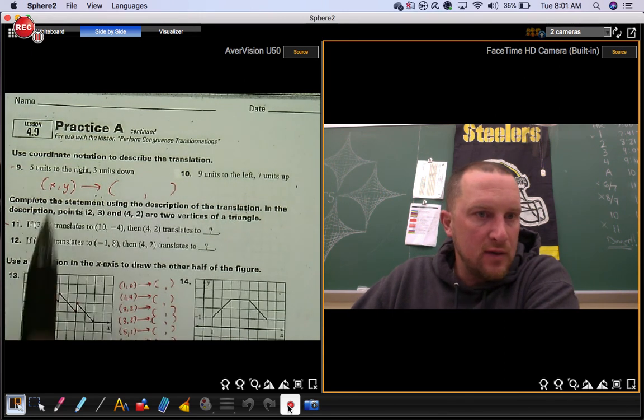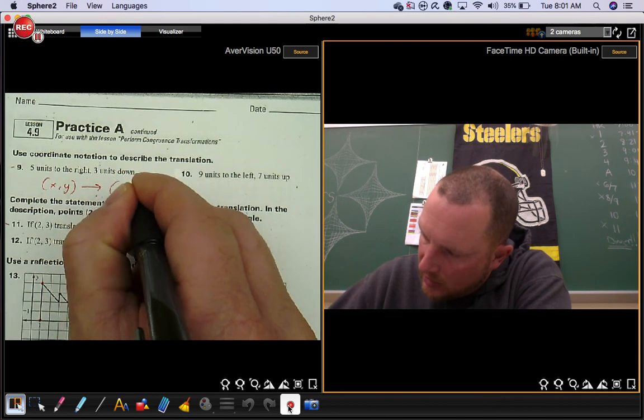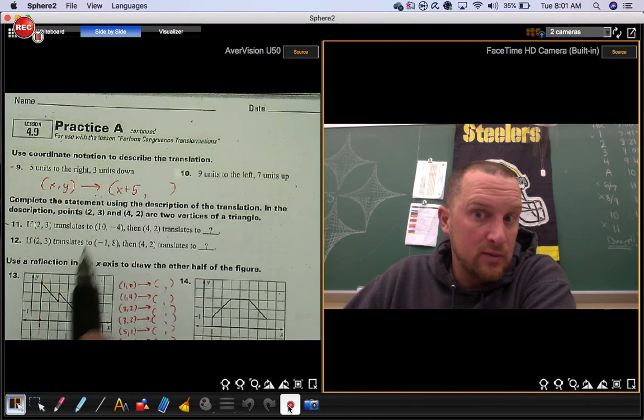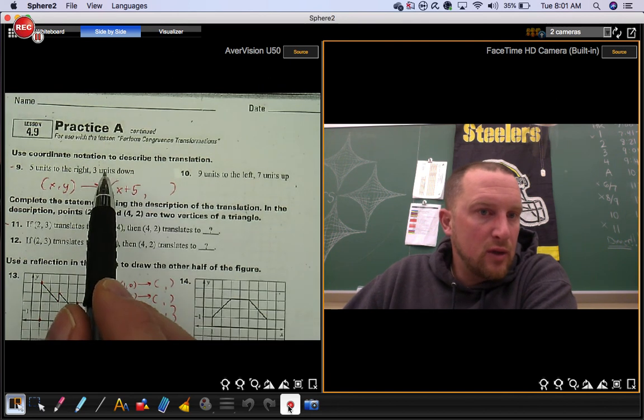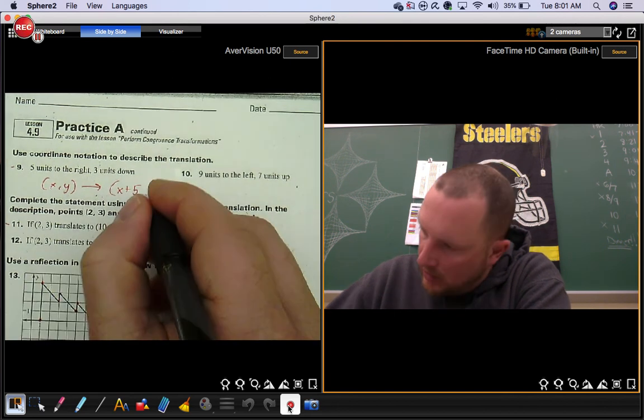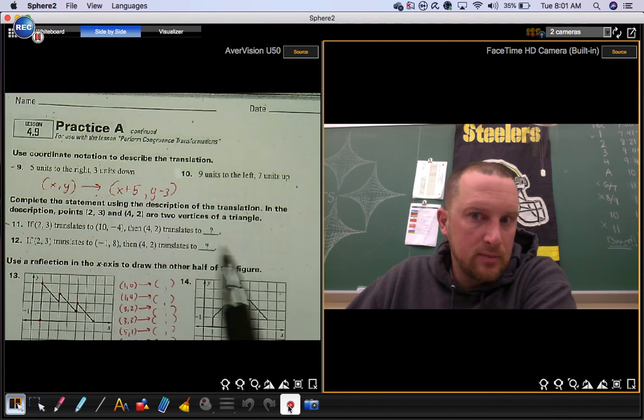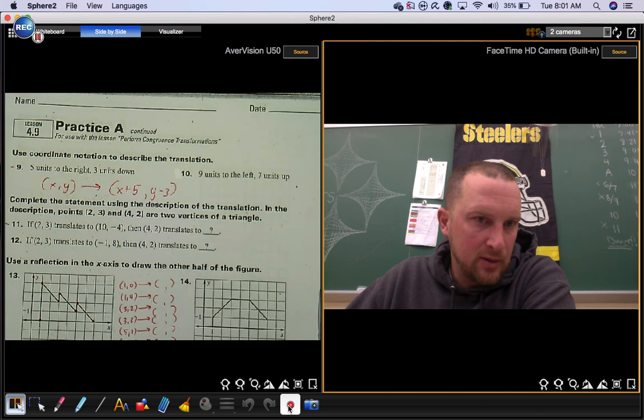If you're moving 5 to the right, that would be x plus 5 because you're going to the right. If you're moving to the left, it would be x minus 5. Since we're moving 3 units down, we're going to do y minus 3. If it was 3 units up, we'd do y plus 3. Okay, number 10, same type of deal.